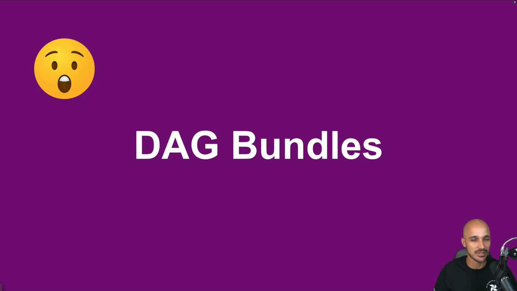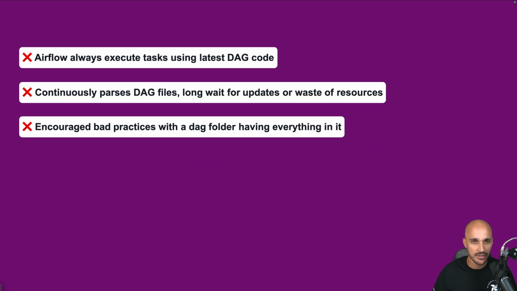So now let's move on to the next feature. I'm sure you're gonna love that one, DAG Bundles. So let's go back to how it was before Airflow 3.0. Remember that Airflow always executed tasks using the latest DAG code, so you didn't get DAG versioning basically. Also, Airflow was continuously parsing DAG files. That means long wait for updates or waste of resources. In addition, all of your DAGs were in a single location, the DAGs folder, which encouraged bad practices, with the DAG folder having everything in it.